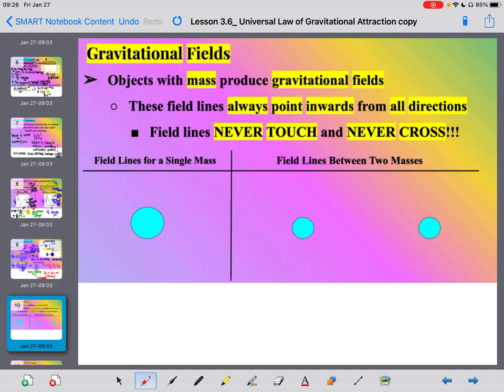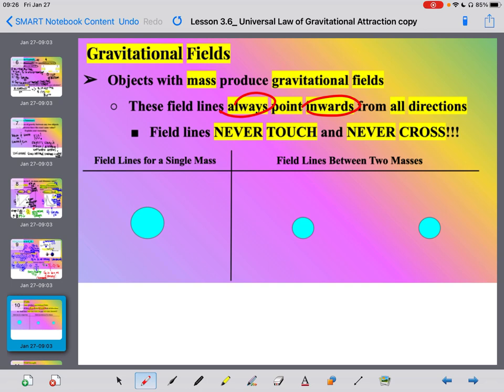All right, so the next thing we call gravitational fields. All objects with mass will produce gravitational fields. Guess what? Every single object here has mass, so that means every object is going to have a gravitational field. These field lines always point inwards. They're going to go into the object. So if you think of your arms, think of it as you're pointing into your head. They go inwards.